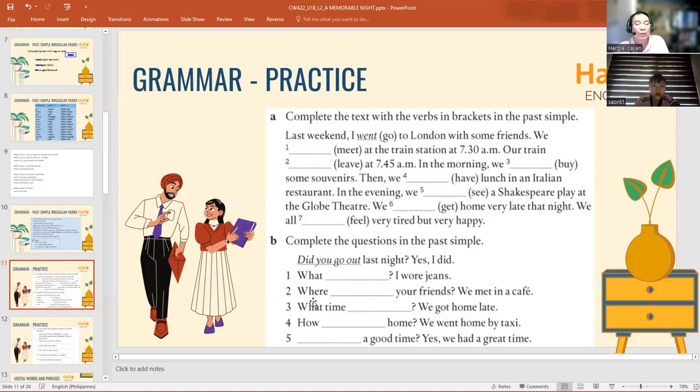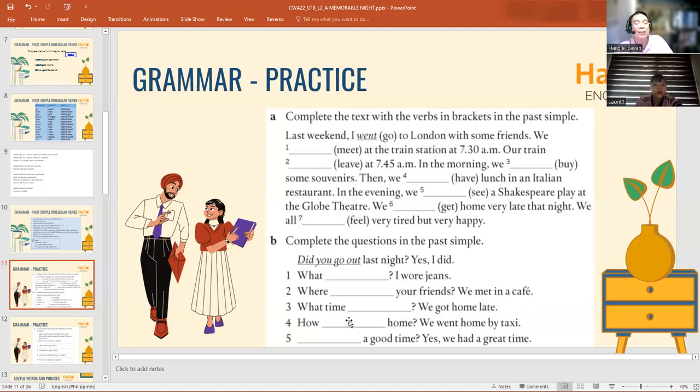Where did you meet your friends? With your friends. Okay, so where did you meet your friends? We met in a cafe. Yes, we met in a cafe. Okay, next.